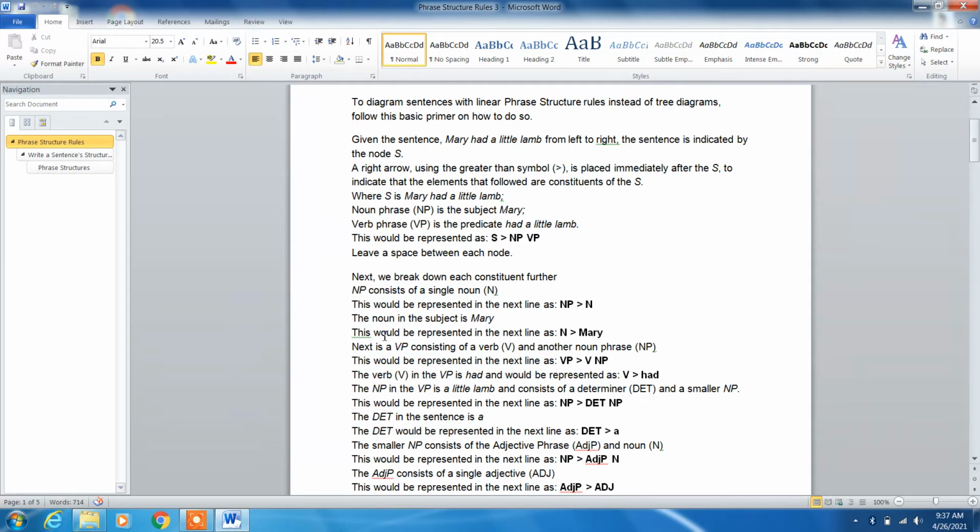We say that the noun in the subject is Mary. In the above sentence, Mary had a little lamb, from left to right, the noun in the subject is Mary. This would be represented in the next line as N → Mary. As we come from top to bottom, we go from the bigger to the smaller one. The hierarchical relation goes from bigger to smaller. That's why we say VP → V + NP, and V is the head.